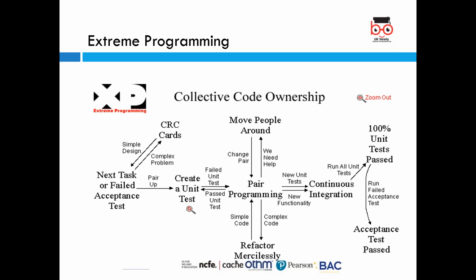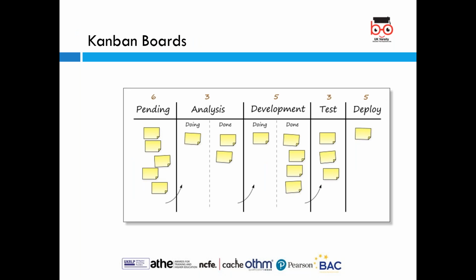So this image explains how the coding phase works, where you have a couple of steps: next task, acceptance test, creation of unit, programming phase, continuous integration. Due to the fact that it's extreme, it's really confusing, and each of these steps is not as productive as using a Kanban or a Scrum framework.